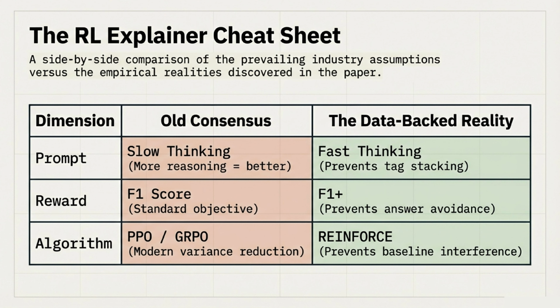To summarize, here is your RL explainer cheat sheet. The old consensus told us to use slow thinking, F1 scores, and modern algorithms like PPO or GRPO. But the data-backed reality shows we need fast thinking to prevent tag stacking, F1+ to prevent answer avoidance, and reinforce to prevent baseline interference.